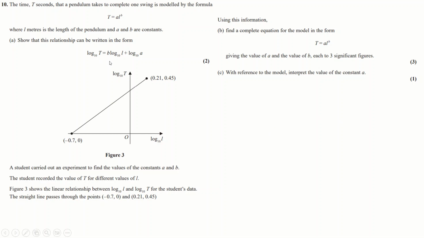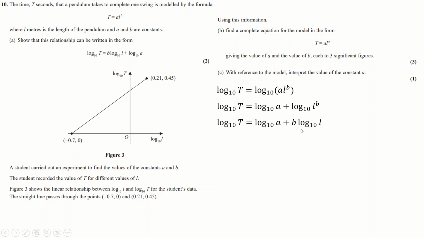So okay, here we have an axis to do with. Oh, okay, we'll start here actually. Show this thing can be written as this thing. So take log to base 10 of both sides. Log laws, because this is a product here, so you can do log of this one plus log of this one. And then another log law says this b can jump down, and we have our 2 marks.